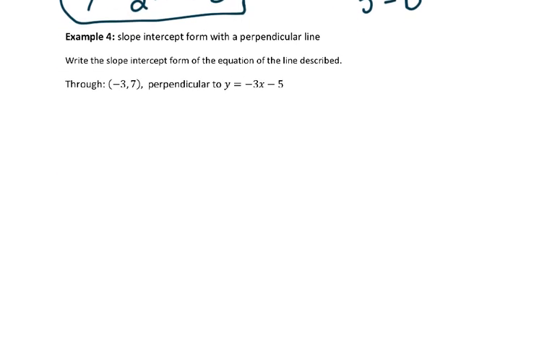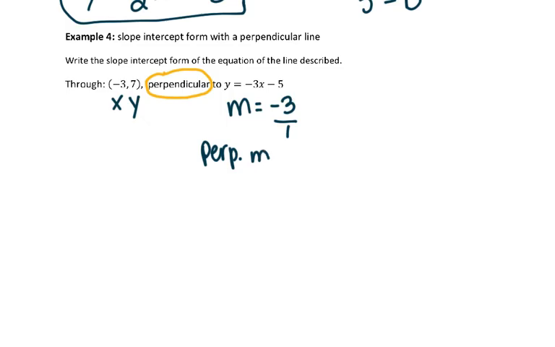Okay, this one says write slope-intercept form for the equation described. So it goes through the point negative 3, 7, so that's our x and y, and then it's perpendicular to the equation y equals negative 3x minus 5. So our current slope is negative 3 over 1. But I want the perpendicular slope. So it's opposite reciprocal. Opposite means that it turns to be a positive, which I don't have to write plus, but I just want to know it's a positive. And reciprocal means flip. So we're doing positive 1 over 3. Cancel out the original m because we're not going to use that anymore.